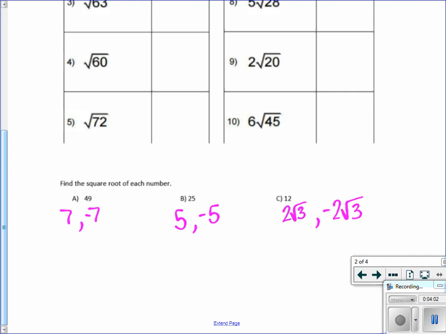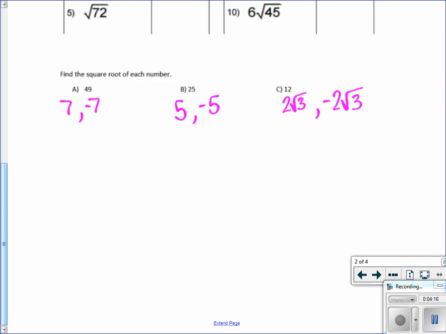I mentioned this little situation way back in the first 6 weeks, and I said, let's not worry about it, we'll worry about it later. Well, now later has happened. So now you have to give me the positive and negative version when taking the square root of something. You can write it with a comma, separating the two, positive and negative 7. Or you can write it like this: plus or minus 7.